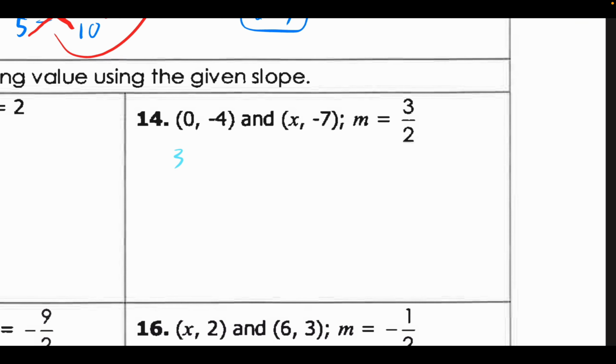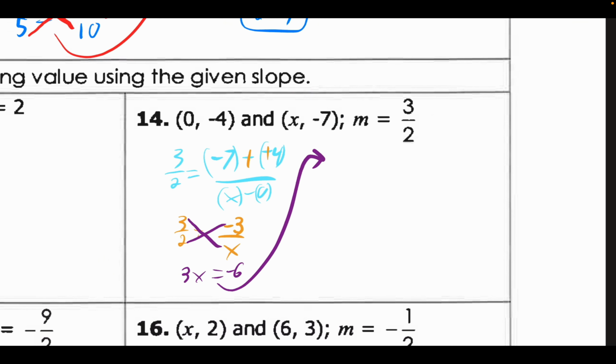Number 14, so the slope is equal to y2 minus y1 over x2 minus x1, so 3 over 2 is equal to, I'm going to put this ordered pair first because it has an unknown value, negative 7 minus negative 4 over x minus 0. So we do the math we can, which is 3 over 2 equals, turn these into positive, I get negative 3 over just x. Now as I look to cross multiply, 3 times x is 3x, and 2 times negative 3 is negative 6. I'm going to move this up here as I divide by 3. And that gives me x equals negative 2 for my answer.